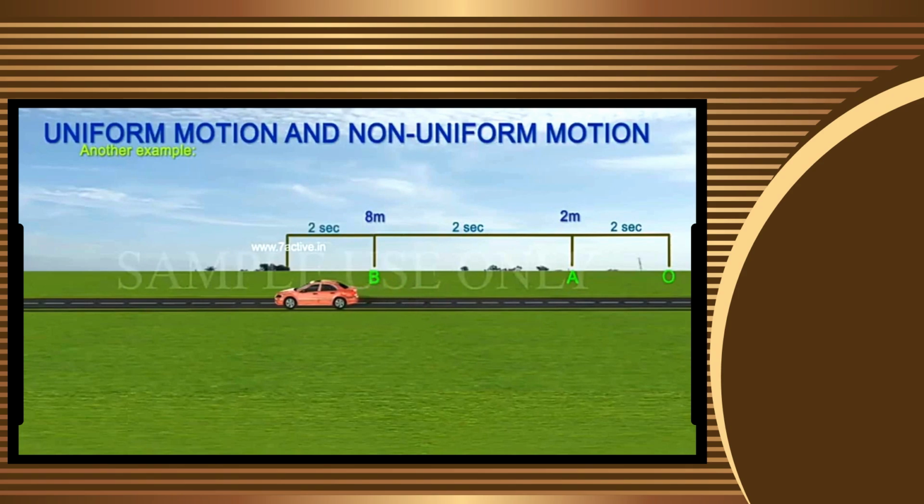In the next 2 seconds it reaches C covering a distance of 10 meters from origin, and in the next 2 seconds it reaches D covering a distance of 16 meters from origin. In this case, the car covers a distance of 60 meters in each 2-second interval. From this illustration, we can conclude that the car had traveled unequal distance in equal intervals of time. So this type of motion is known as non-uniform motion.